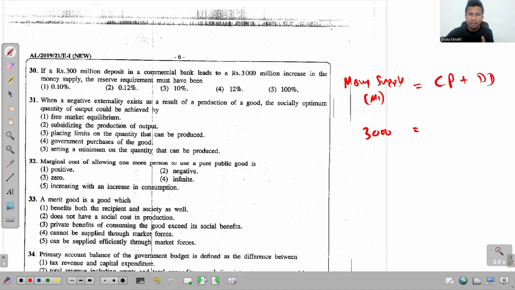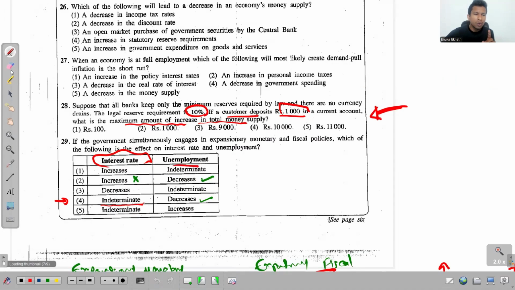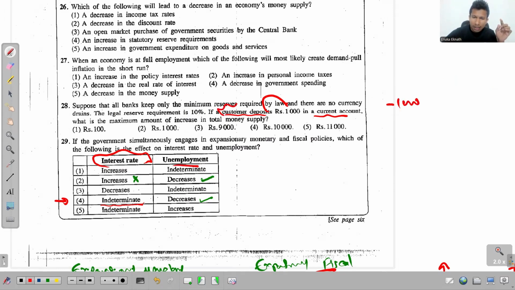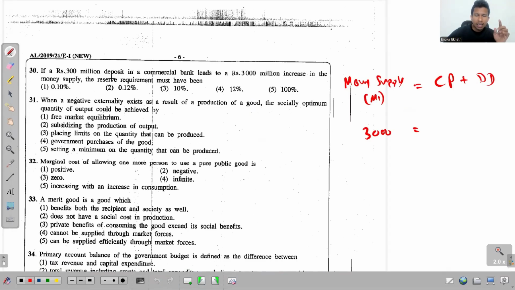I hope you all see that in question 28, the question very clearly tells us that a customer deposits rupees 1,000 in the current account. That's why we could reduce whatever amount was deposited by this customer from the currency held by the general public. Remember, when I was doing that I wrote -1000, because here it says this customer comes and deposits money. But in question 30, that part is not given. We don't know how this commercial bank receives this deposit.